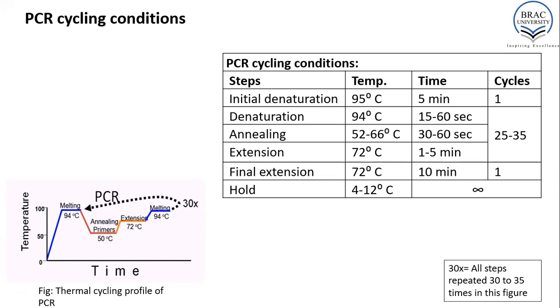And then you can just hold the whole experiment at 4 to 12 degrees centigrade for infinite time, or you just take out the whole experiment as soon as it's finished and run a gel. So it all depends on how you are setting up the PCR. So this is just a general representation of a PCR experiment.